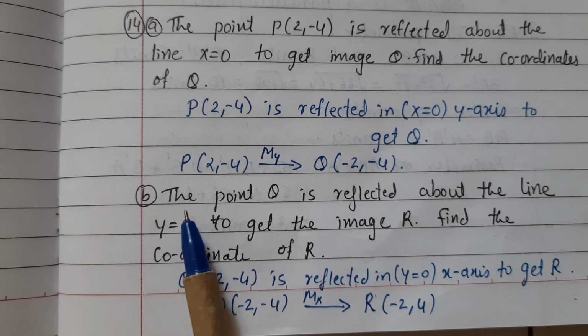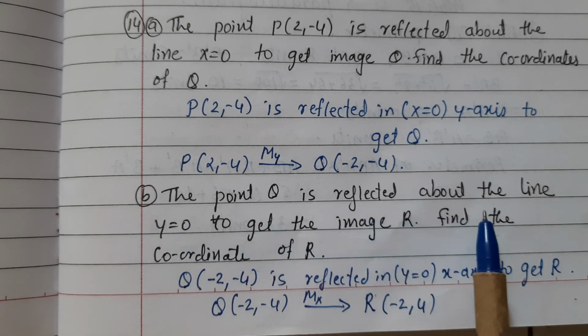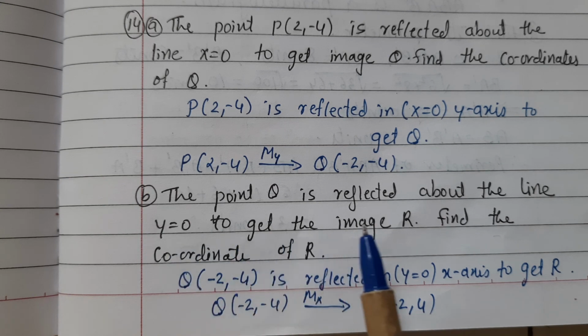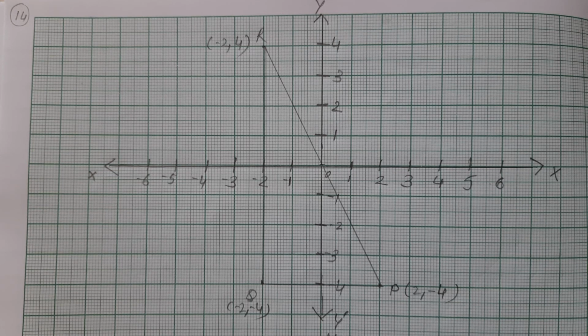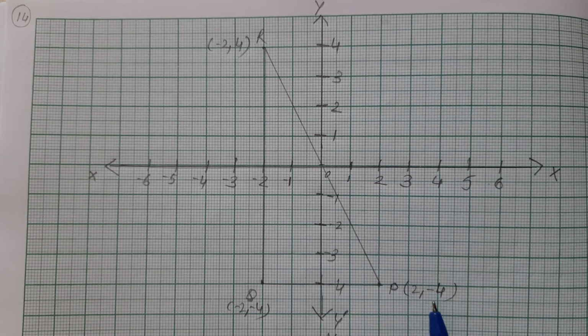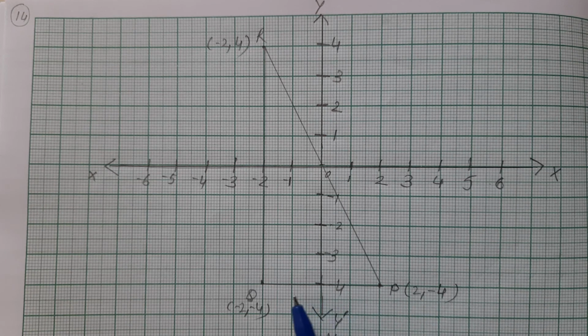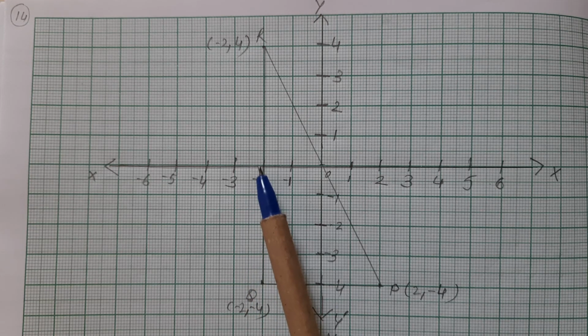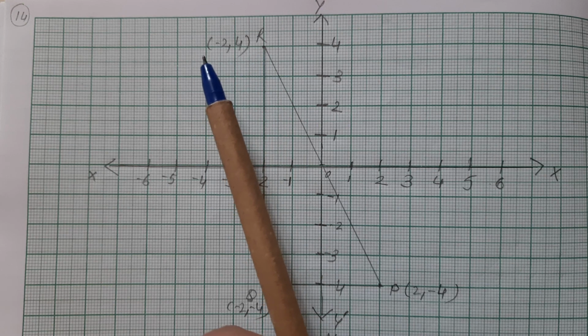B part. The point Q is reflected about the line y equals 0 to get image R. Find the coordinates of R. Q (-2, -4) reflected in y equals 0, which means the x-axis, to get R. Q (-2, -4) mirror image in the x-axis is R (-2, 4). P (2, -4) reflected under the x-axis is Q (-2, -4). Q reflected under the y-axis gets R (-2, 4).